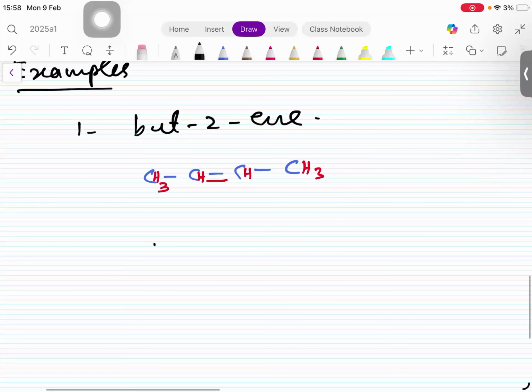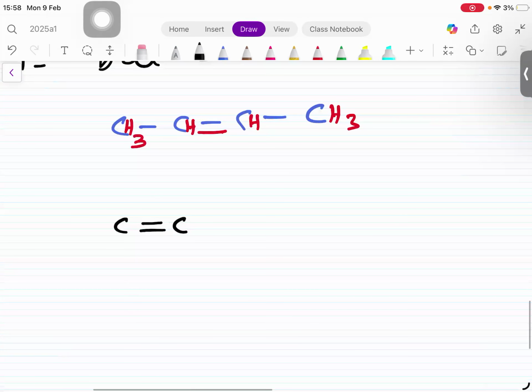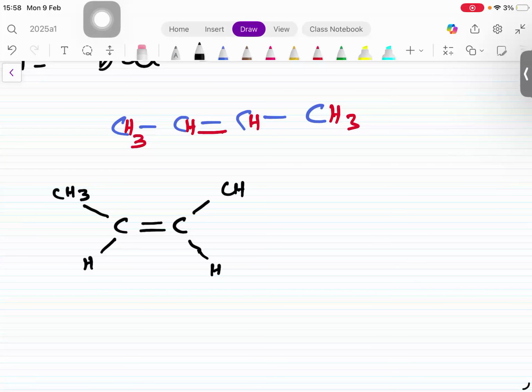Now let's draw the carbon-carbon double bond. So what is with the first carbon, and what is with this CH3? Are these two different groups? One H and one CH3. On the other side, H and CH3. Are these two also different? So yes, it will have the phenomenon of cis-trans isomerism. And this isomer which we have drawn here is cis-butene, right? This is cis-butene.